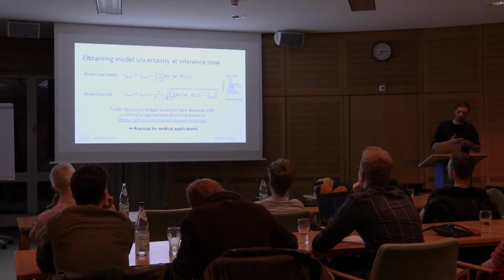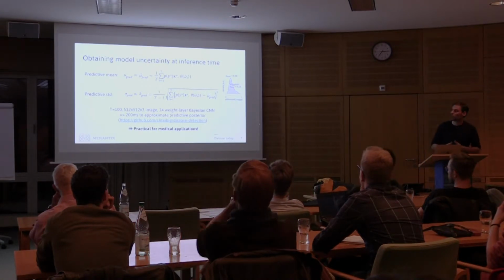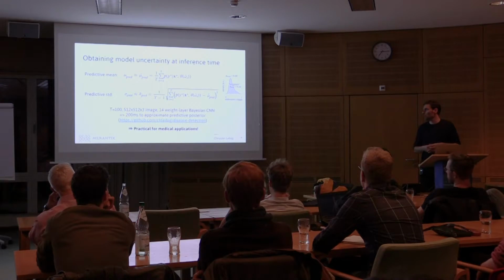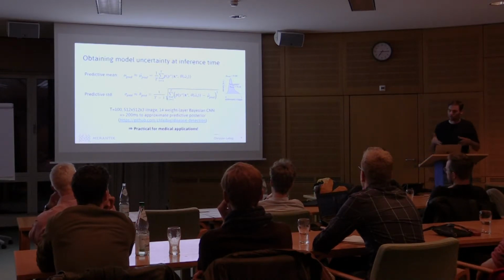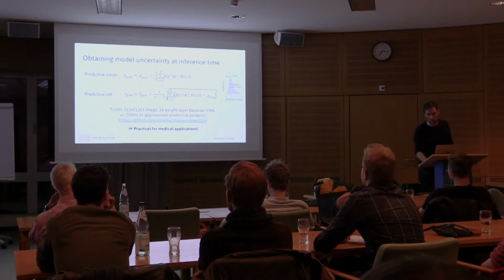Since that was known, lots of follow-up methods were published, often claiming that we need something that is computationally more tractable. But I applied this to a 14-weight-layer Bayesian convolutional neural network, fully Bayesian throughout, to 512 square color images, and for drawing 100 Monte Carlo samples with a naive GPU-based implementation, it takes about 200 milliseconds to approximate the predictive posterior. So that's very feasible to apply in practice for medical problems.